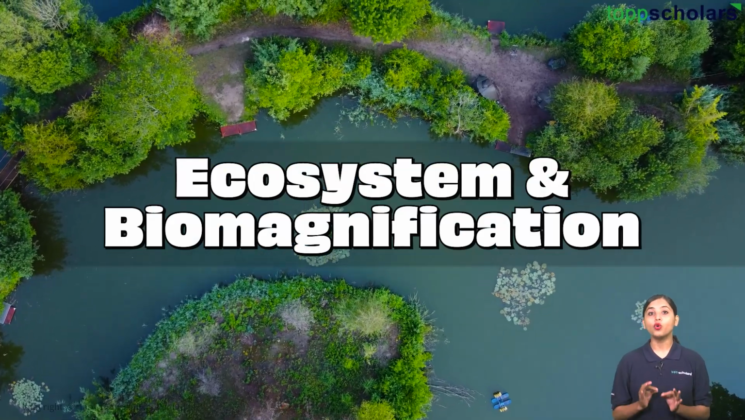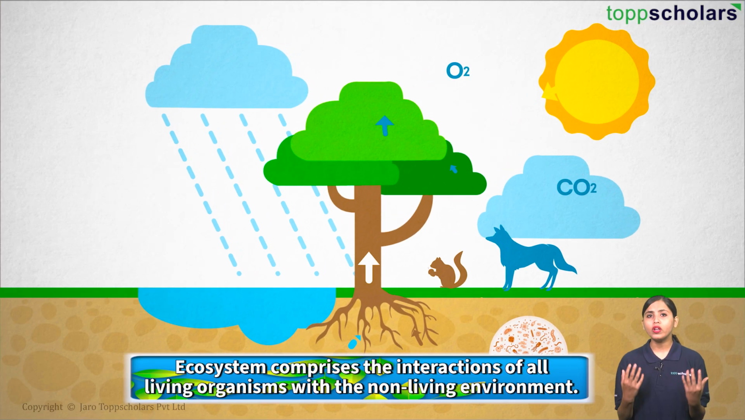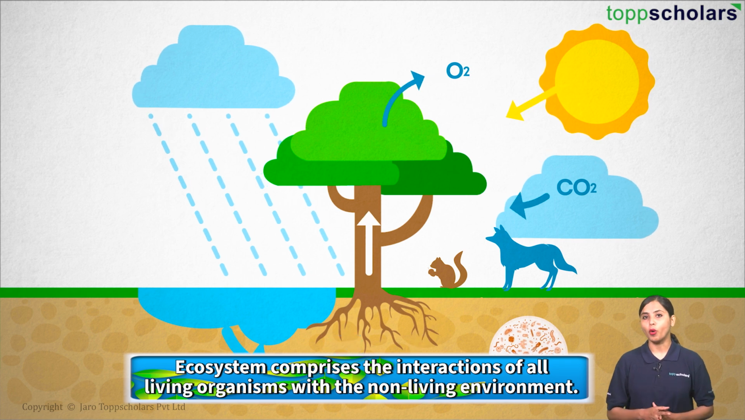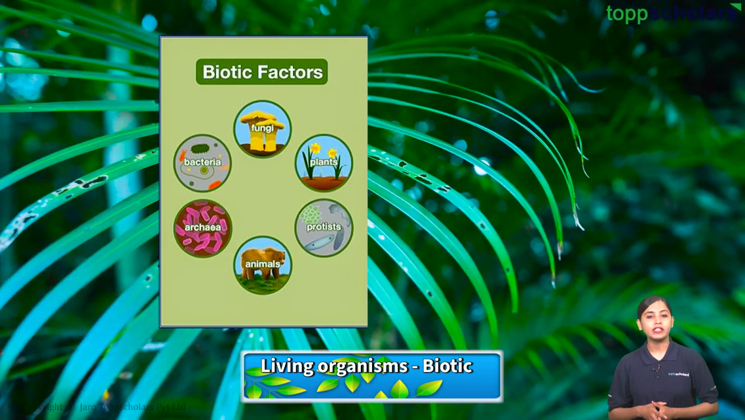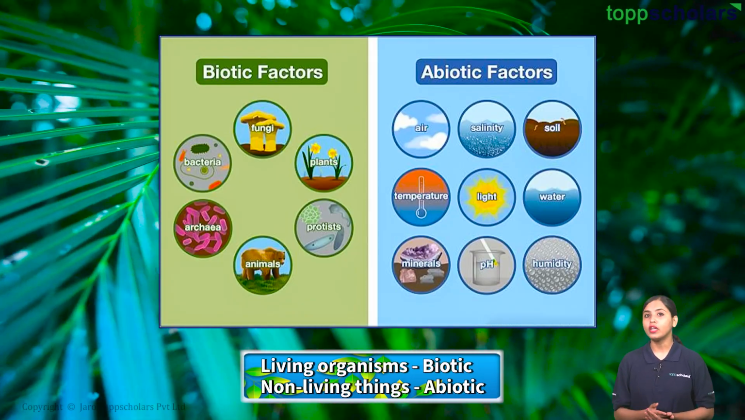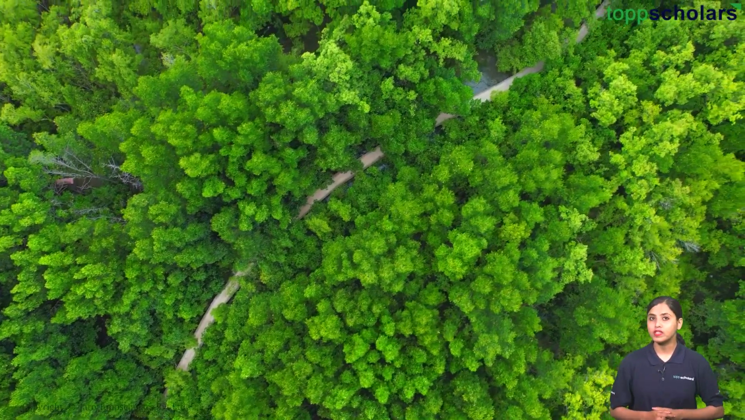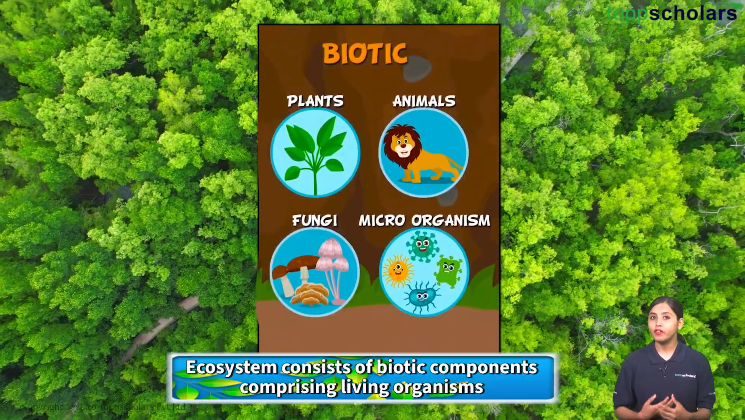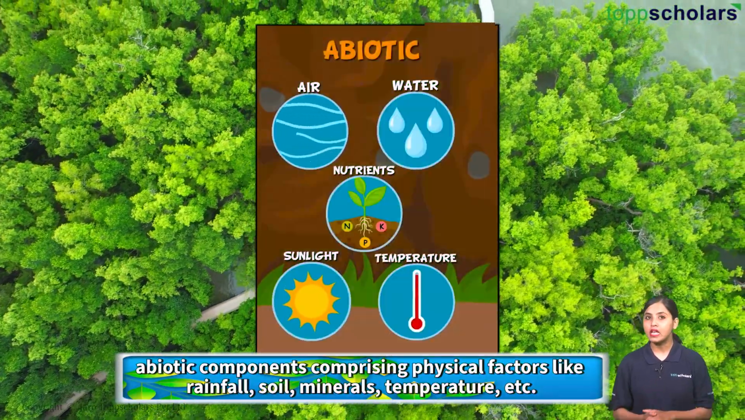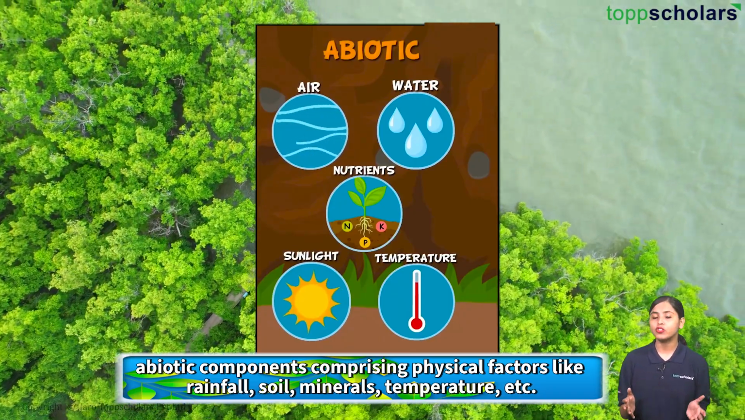Let's begin with the topic of ecosystem and biomagnification. The ecosystem comprises the interactions of all living organisms with a non-living environment. The fancy biology word used in ecology for living organisms is biotic, and for non-living things it is abiotic. So, we can modify our definition of ecosystem as the ecosystem consists of biotic components comprising living organisms and abiotic components comprising physical factors like rainfall, soil, minerals, temperature, etc.